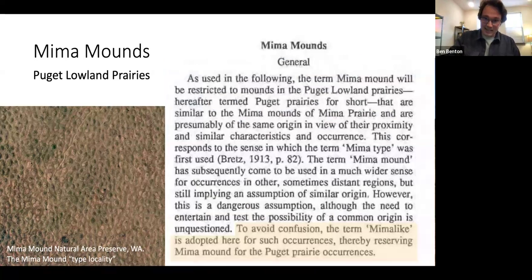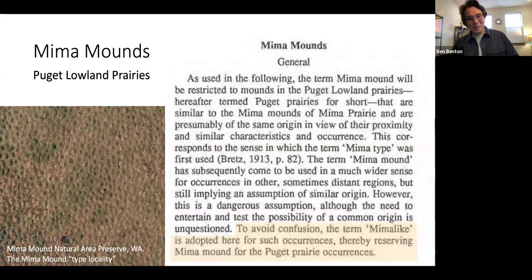But that same publication that mapped the mounds makes the case that Mima mounds should refer to only mounds in the Puget Sound or Puget Prairie area. And he says that all other mounds should be referred to as Mima-like mounds to make that distinction. But I think that because we have a history of referring to these mounds as pimple mounds, we should call these mounds pimple mounds to be more specific about their particular origin and their ecology that I'm about to get into.